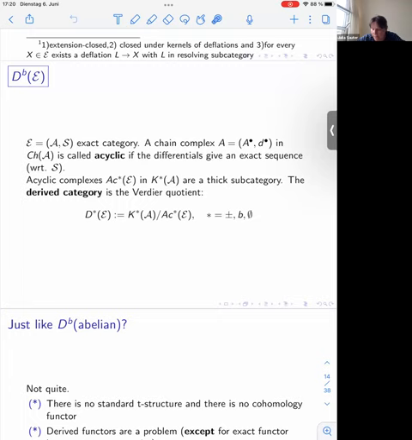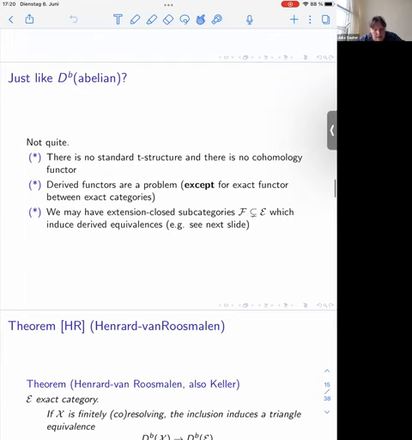And so the question is now, just like in the case that we look at the bounded derived category for abelian categories, is it the same? And the answer is, there are some differences one needs to know. So for example, there's no standard t-structure. That's one of the big shortcomings of this. And there's no cohomology functor, because complexes could be made up of non-admissible morphisms.